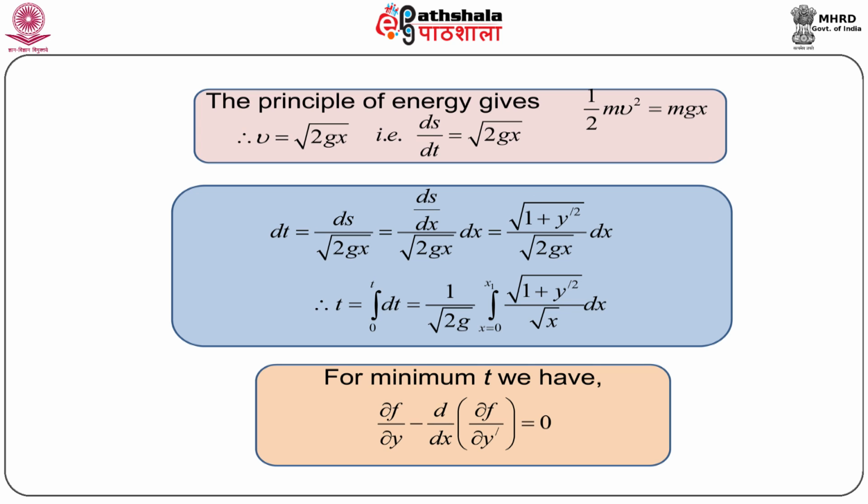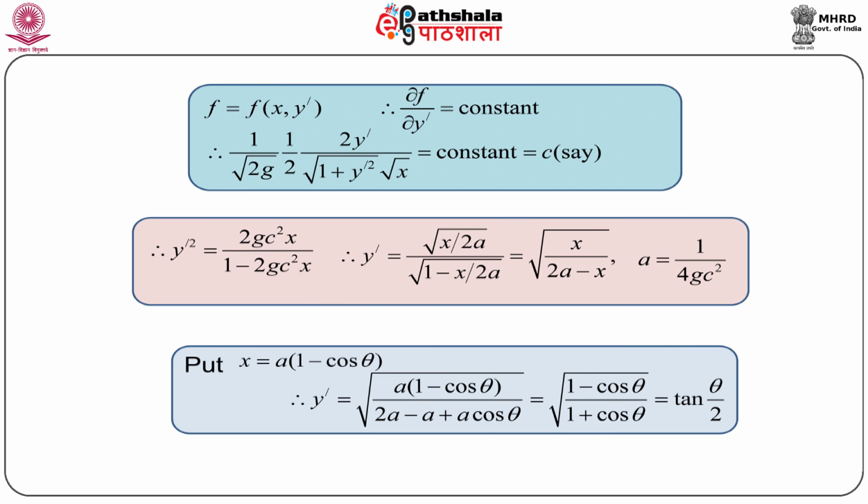So, we can use the special case of Euler-Lagrange equation, that is we have the first order partial derivative of f with respect to y dash equal to constant. After calculating this partial derivative, we get this one. So, this gives constant. If we choose constant c and square this result, we get this relation.